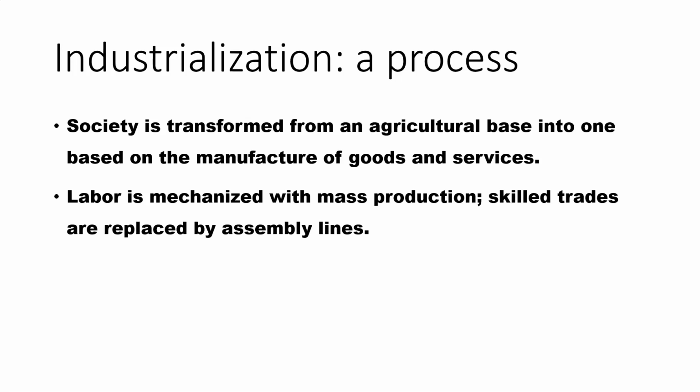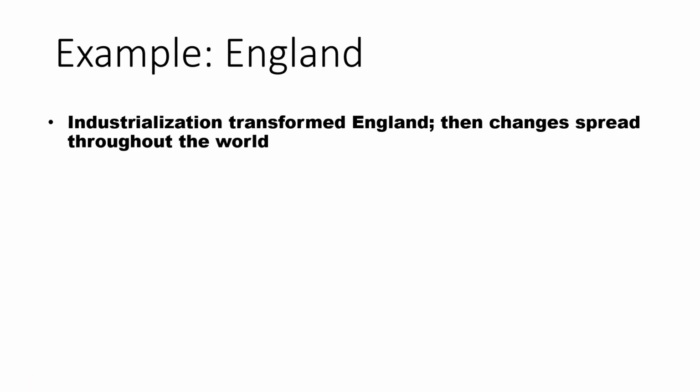Through industrialization, labor becomes mechanized. There's mass production of stuff. Skilled trades are replaced by assembly lines. We're going to look at the example of England. Industrialization transformed England, then the changes spread throughout the world. Other areas of Europe and the world went through industrialization, but England is relevant for Canada because we imported their industrial revolution, and they kind of led the way in that process.